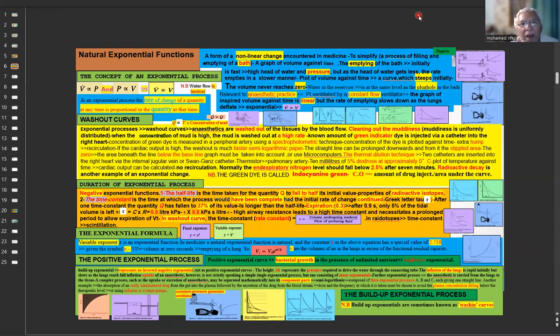Natural exponential functions are a form of non-linear change encountered in medicine. To simplify, consider the process of filling a tap. Suppose the water is running in a laminar flow, and we can see that there is a relation between the volume and time. This relation, of course, is linear.